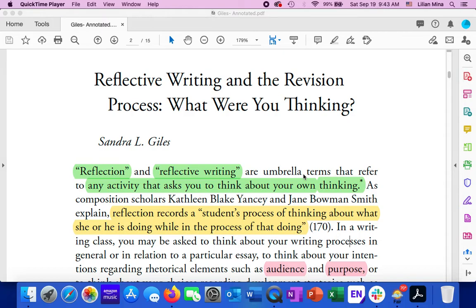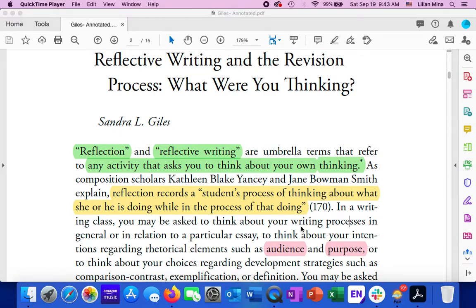I'll use Sandra Giles' article that you will have available on Blackboard, and I've annotated and highlighted some points that I'd like for you to focus on and think about as you're reading through the article and thinking about reflection, and as you start thinking about your reflective writing assignment. So let's start with the definition.